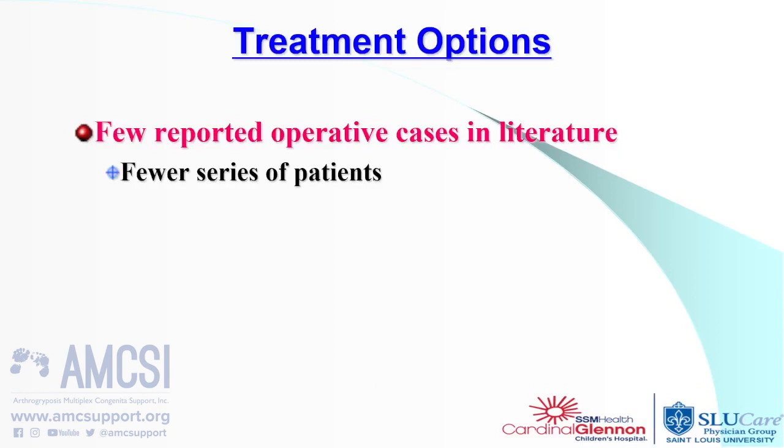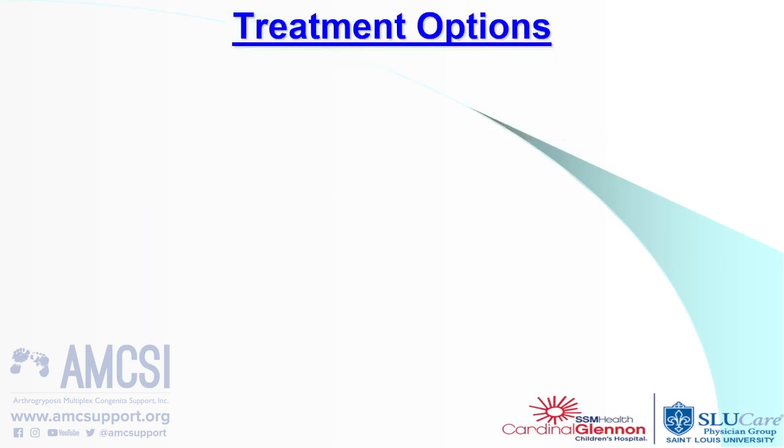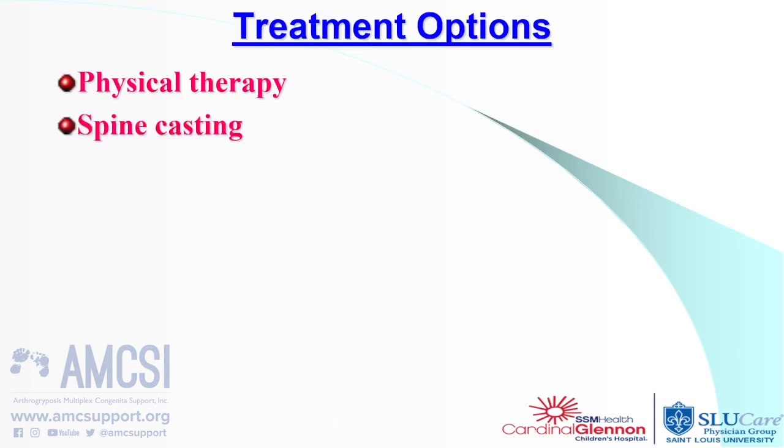There's not a lot of literature when we go to the journals, so it's a little bit difficult to draw conclusions. What I'm talking about here is accumulated experience, both mine and from colleagues of mine that we've shared cases with. But there are different things we can do. First of all, physical therapy. Now, that's kind of universal for kids with arthrogryposis. We want to keep them flexible and as strong as possible.